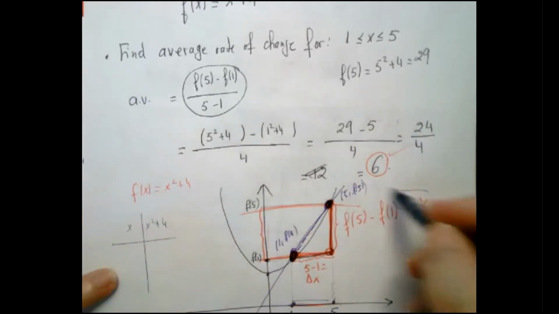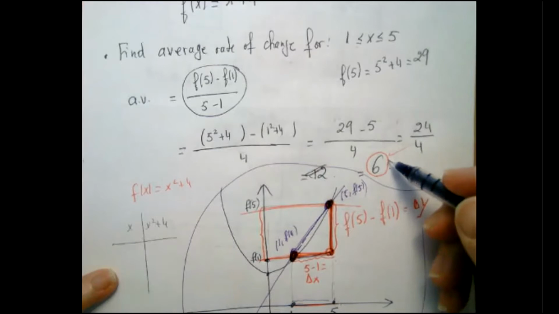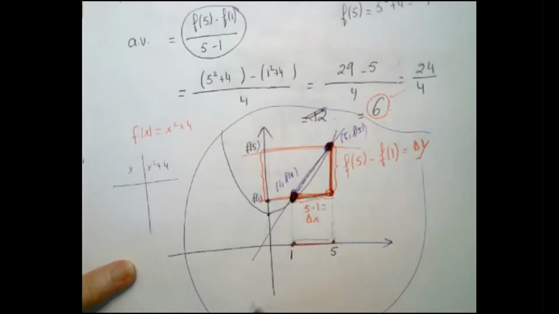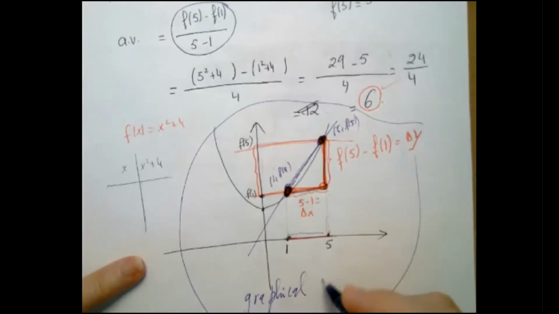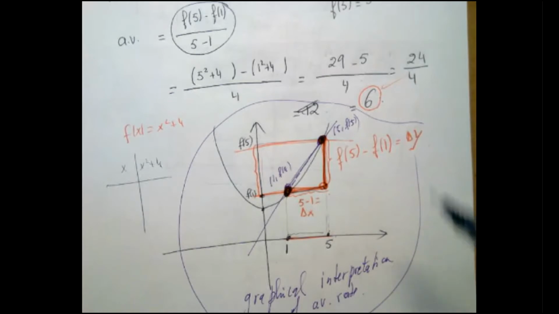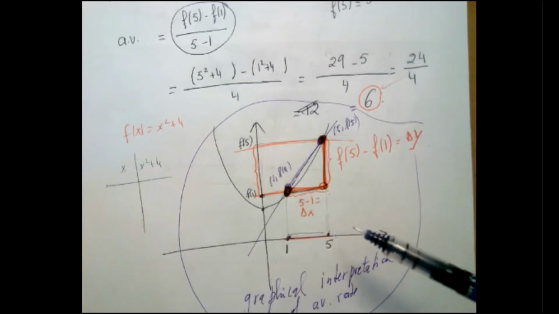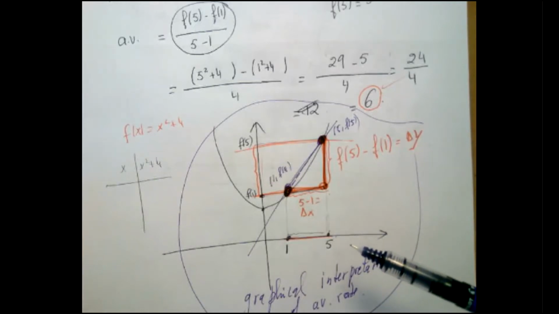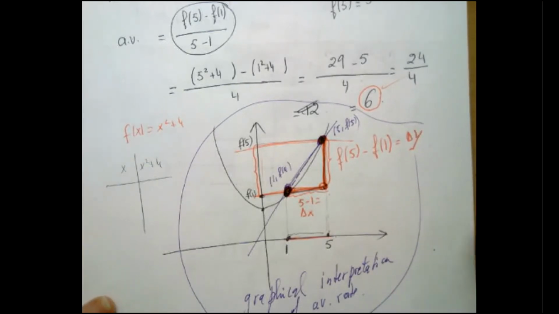So this piece here is not the answer. The answer is 6. This piece here is the graphical interpretation of the average rate. Okay, so this is the answer, but that's the graphical interpretation. So graphically, that's what the average rate would represent. In terms of meaning, it tells me how fast the output changes per unit change in input. Okay. Any other questions, please?